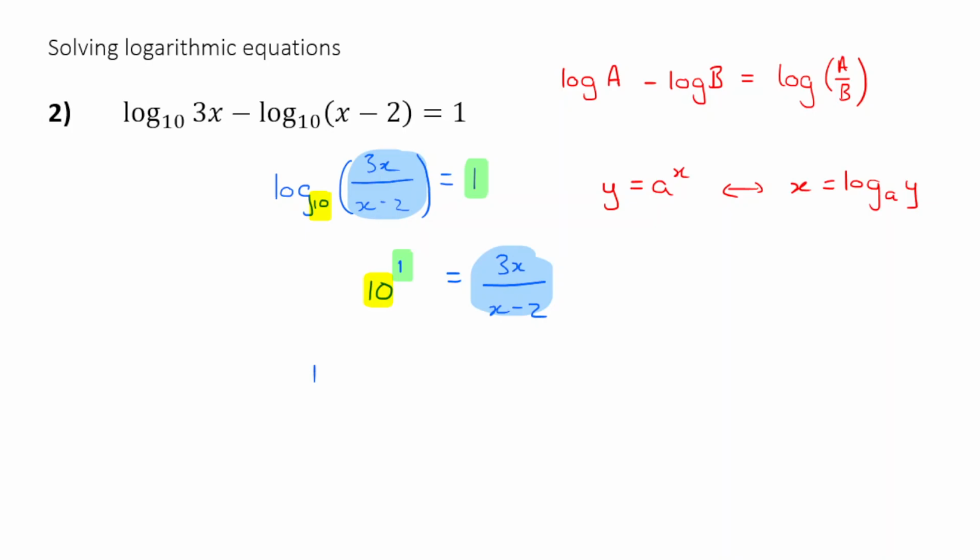If I multiply both sides by x minus 2, I'm going to get 10 bracket x minus 2 is equal to 3x. So 10x minus 20 is equal to 3x. Subtracting 3x from both sides, I get 7x, and adding 20 to both sides, I'm left with 7x is equal to 20, and therefore x is 20 divided by 7. So what have we done? We applied the log rule, the second rule in this case. We converted from logarithmic form to exponential form, and then what we're left with is an equation which we should know how to solve. So that's question 2.